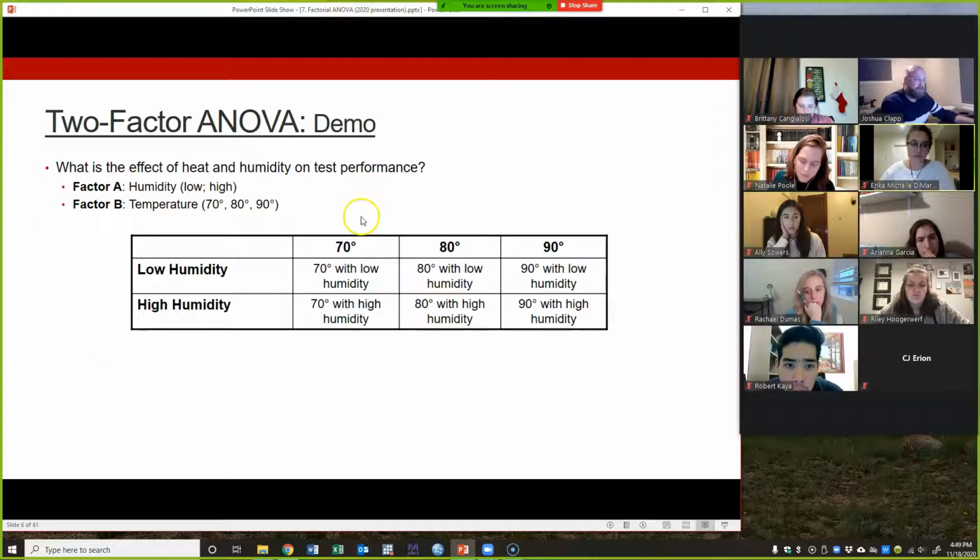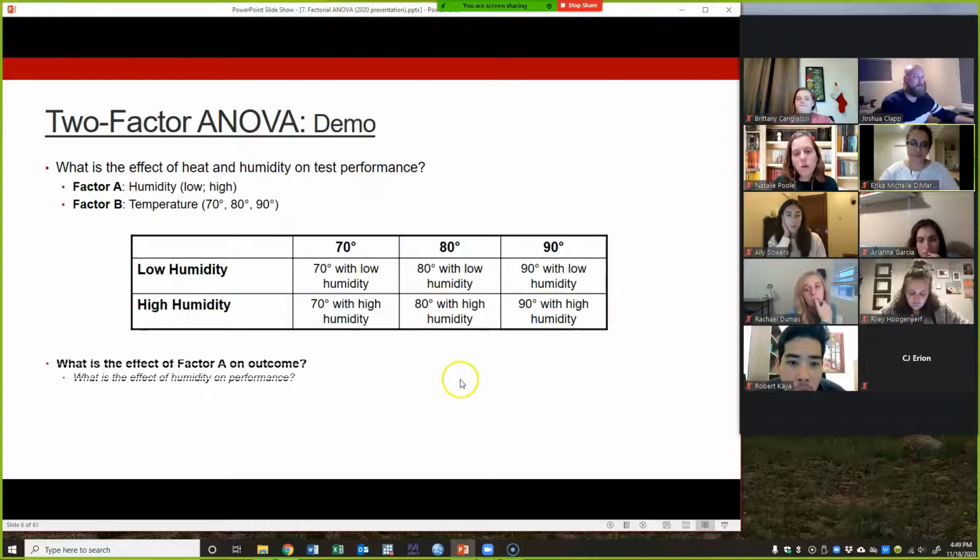So here we have factor 1, factor 2, and individually in our cells, we've got all possible combinations of heat and humidity. Okay? People follow me here? Okay. So we could ask a number of questions. What is the effect of factor A on outcome? Which essentially in this design is, what is the impact of humidity on performance?